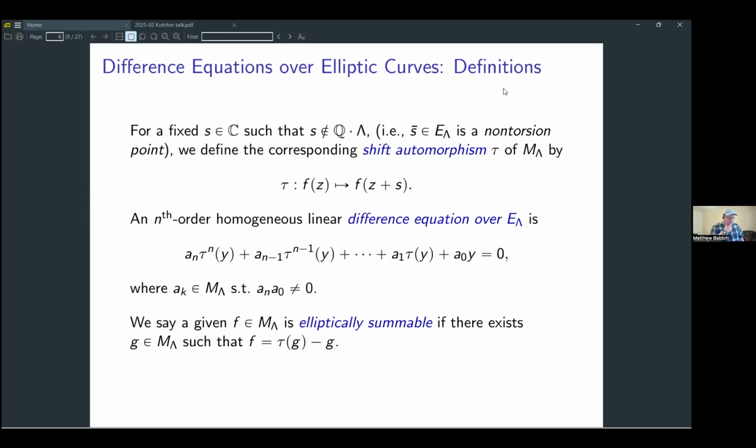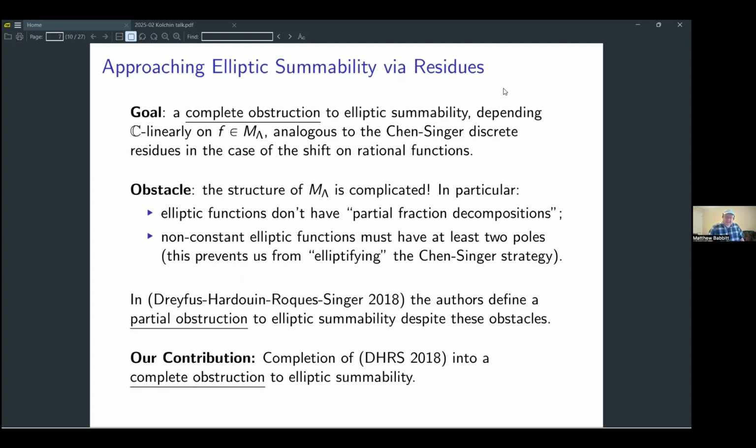Okay? So I'm interested in these, but really what I do is differential Galois theory of linear difference equations over elliptic curves. And it turns out that elliptic summability is a key subproblem in computing these differential Galois groups, which is why I'm interested in determining elliptic summability. Okay, so this is the goal. We want a complete obstruction to elliptic summability, just like the discrete residues in the rational case being an obstruction to rational summability by Chen-Singer.